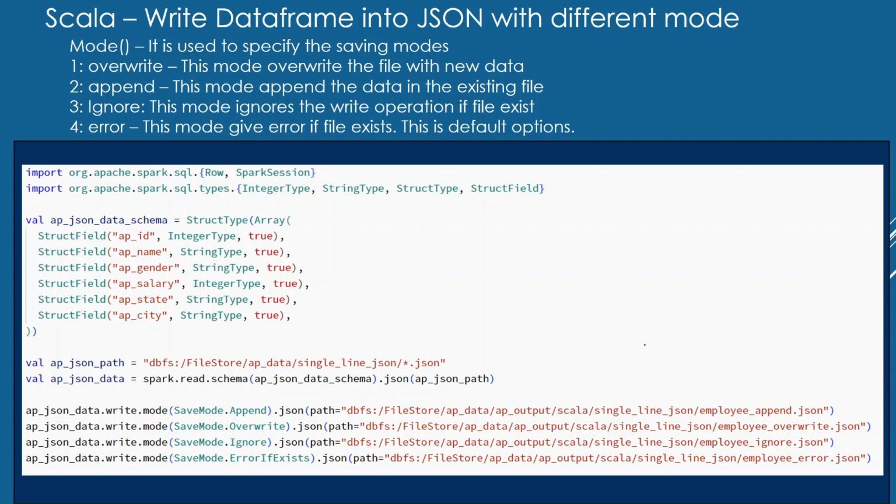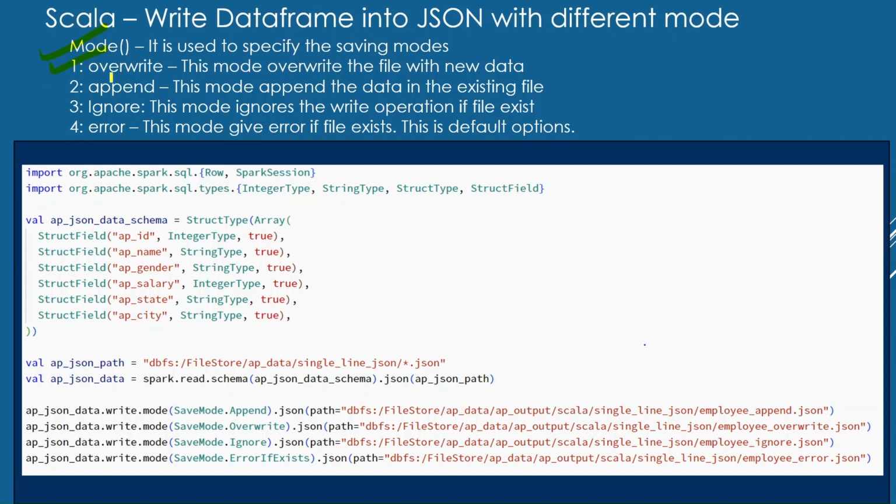In the previous exercise, we created a JSON document with the help of a data frame. Here we will see there are different modes. Whenever we are going to write a data frame into a JSON, CSV or Parquet file, there are some saving modes which we can use. So what are the saving modes?